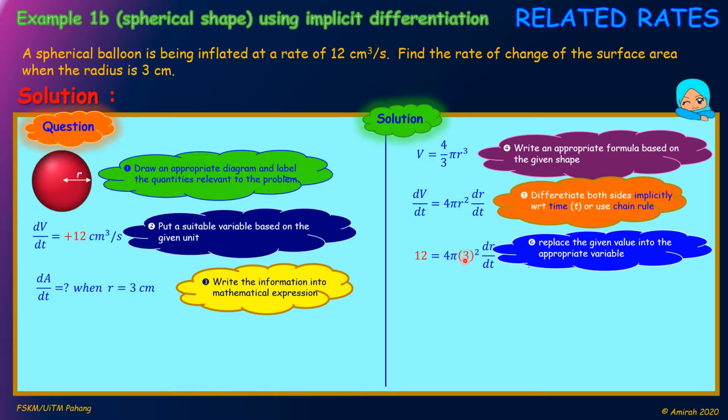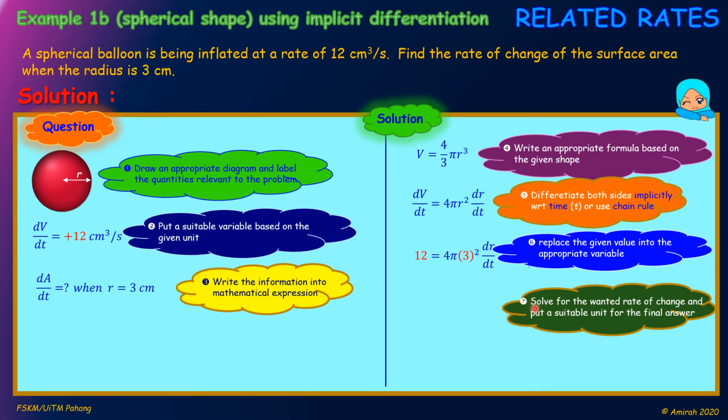You must substitute the value of the given variable after you differentiate. Never substitute the value of r into the volume formula before differentiating, because then we still do not get the symbol dV over dt. So make sure you substitute after you differentiate.